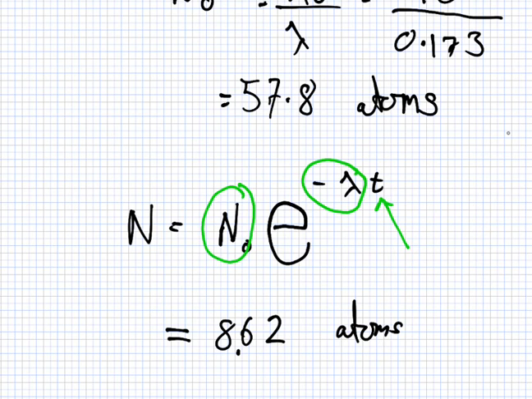Okay. Now, we'll go to the next room in a minute, but before we go, I want to comment on this here about the point. So, you can see here, you can't have 57.8 atoms. It doesn't make sense. You can only have 57 or 58 atoms. And here, you can't have 8.62 atoms. You can only have 8 or 9 atoms.